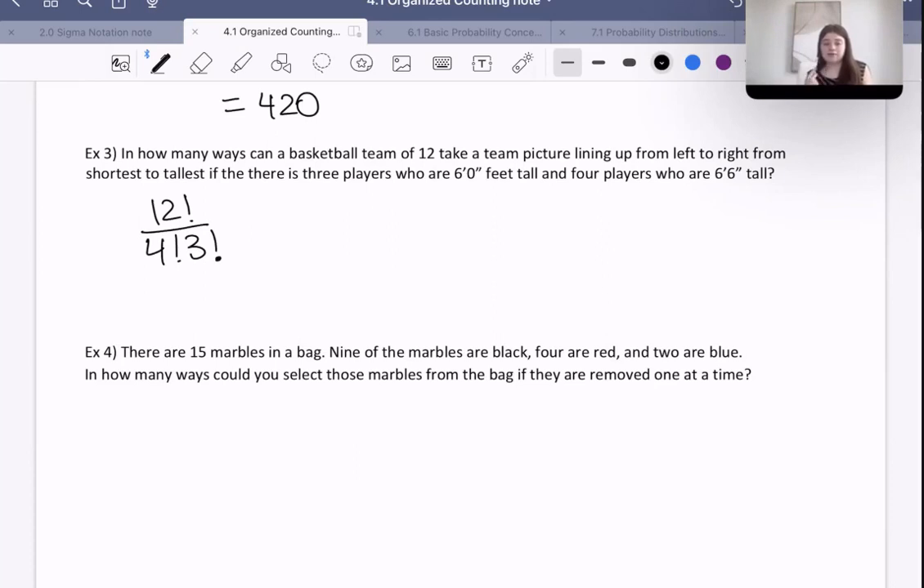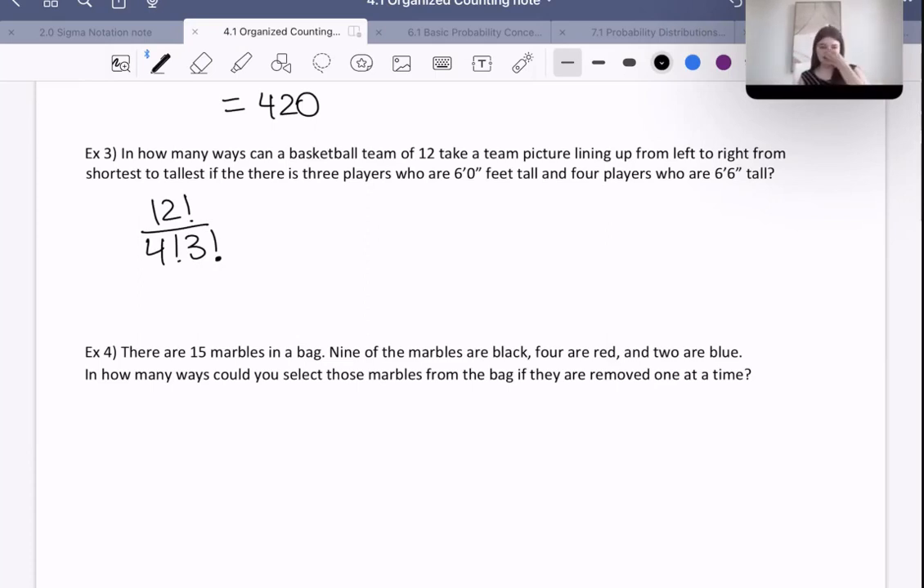And then 4 factorial, 3 factorial. Now, the trouble is, what does this do? Does this necessarily guarantee that we have the players shortest to tallest? Well, no, it absolutely doesn't, right? Because 12 factorial being on the top actually implies that we're considering all different ways, and then we're just making sure that the 4 people can swap and it doesn't change anything, and the 3 people can swap and it doesn't change anything, right? But actually, there's only one way to line everyone up shortest to tallest if everyone is different heights.